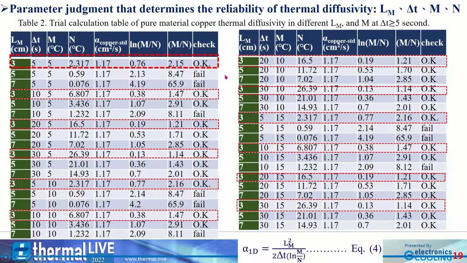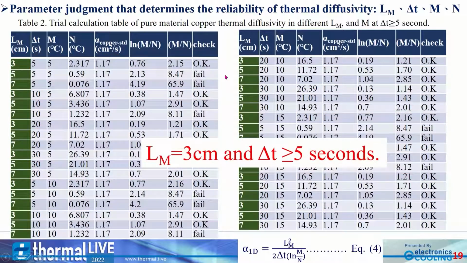as long as the measuring distance LM is equal to 3 cm, the M values pass all the requirements. When LM is 5 cm or 7 cm, some M values do not meet the requirement when delta T is less than 10 seconds. So the best choice is LM equal to 3 cm and delta T larger than 5 seconds.